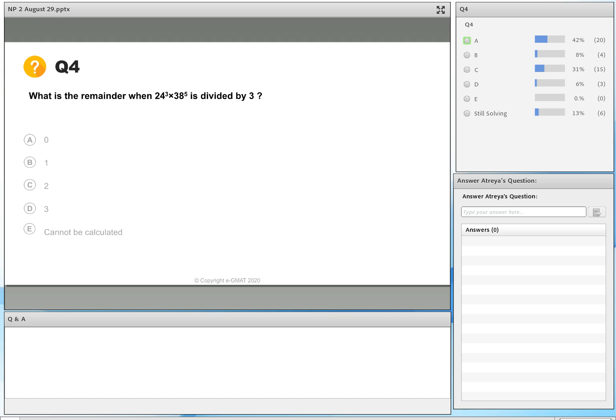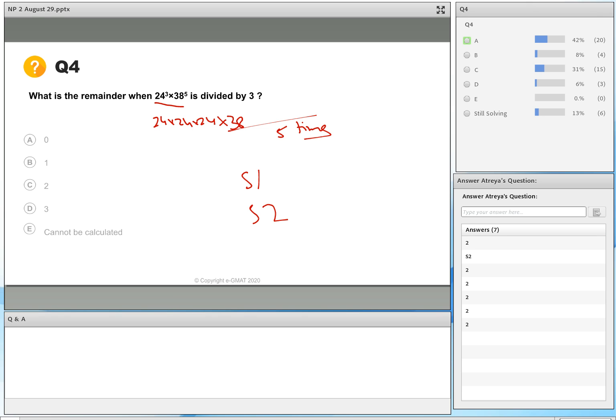First things first. I'll open the short answer poll. Writing 24 to the power 3 times 38 to the power 5 is very simple, right? You write 24 times 24 times 24. And then you write 38 for 5 times in its product form. Tell me first, sequence 1 or sequence 2 in the short answer poll. Are you going to calculate the product and then the remainder, or are you going to calculate the individual remainders first?